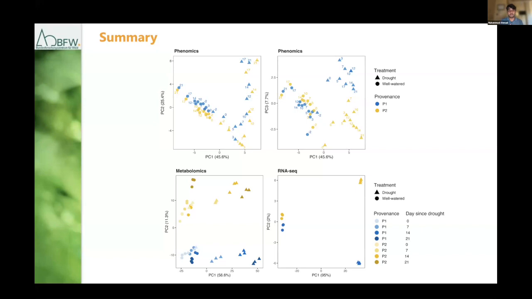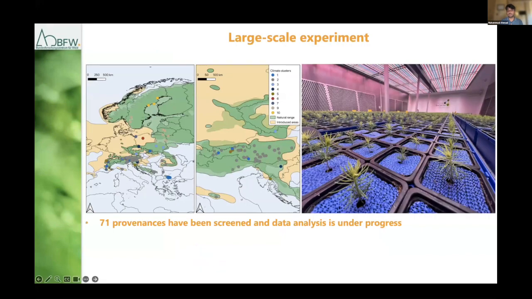So we just recently finished a large-scale experiment using the same high-throughput phenotyping setup. We screened 71 populations of spruce from all over the distribution, and the analysis of this is now in progress. So overall, the experiment went quite well, and we hope to see much more differences between populations than what we saw in the current experiment.